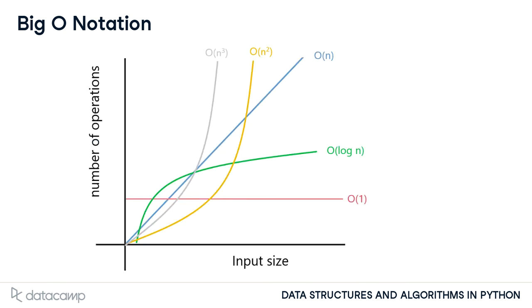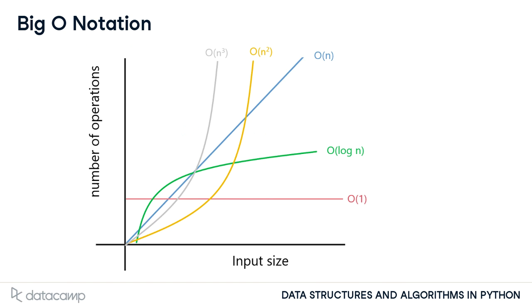The mathematical expressions seen earlier can be plotted as shown. We can see how an increase in the input size of an algorithm increases the number of executed operations. For algorithms with a complexity of O of 1, the number of operations remains constant even if input size changes. We can also say it has constant time.